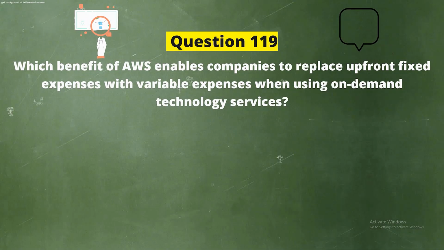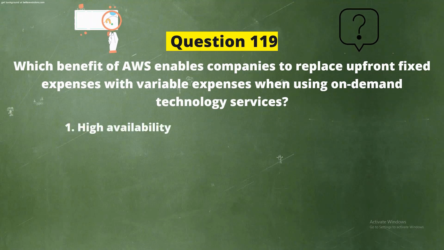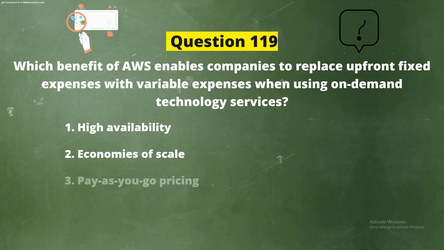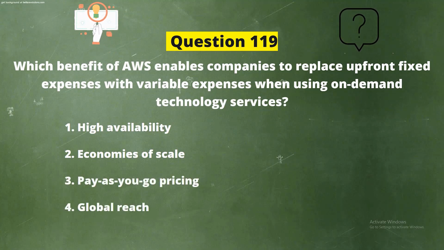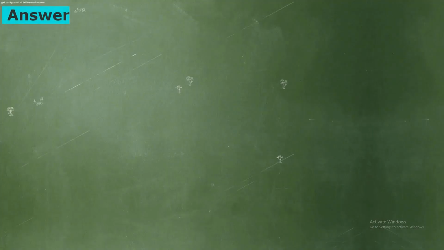Next question. Which benefit of AWS enables companies to replace upfront fixed expenses with variable expenses when using on-demand technology services? And the options are: Option 1. High availability. Option 2. Economies of scale. Option 3. Pay-as-you-go pricing. Option 4. Global reach. And the correct answer is Option 3.